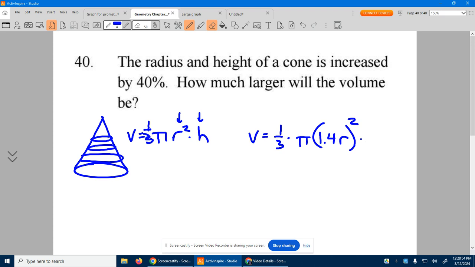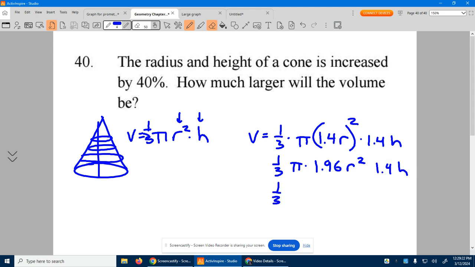Then we come in and we're also increasing the height. Well, all of the height, whatever it was, we're going to now make it 40% larger. So we're increasing it by 1.4 also times the height, because it's all of the original height, 100%, plus an extra 40%. So when we do this, I have 1/3 times pi, 1.4 times 1.4, which is 1.96, r squared times another 1.4 h.